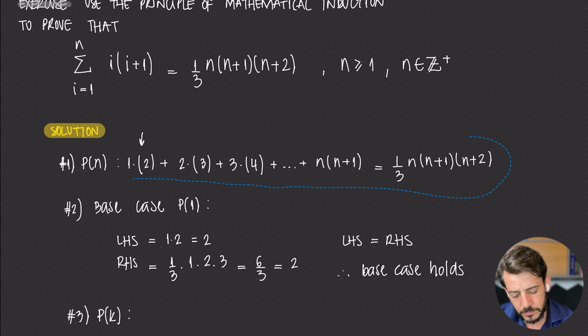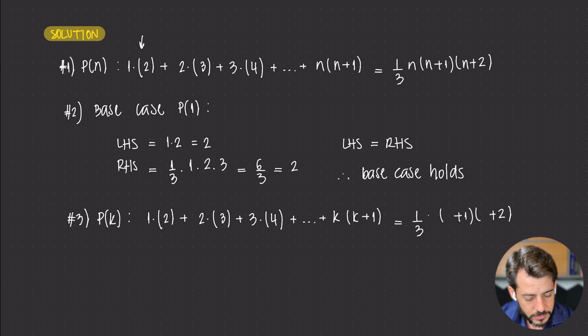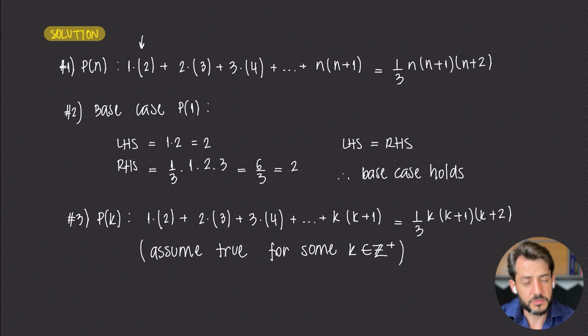Step number 3, the inductive hypothesis. We pretty much take the propositional function and we replace all the n's by k's with one small comment after that, which is for some k, which is a positive integer. So we're going to replace all n's by k, and then we have this equal to 1/3 of k (k plus 1)(k plus 2). We're going to assume that this is true for some positive integer k.